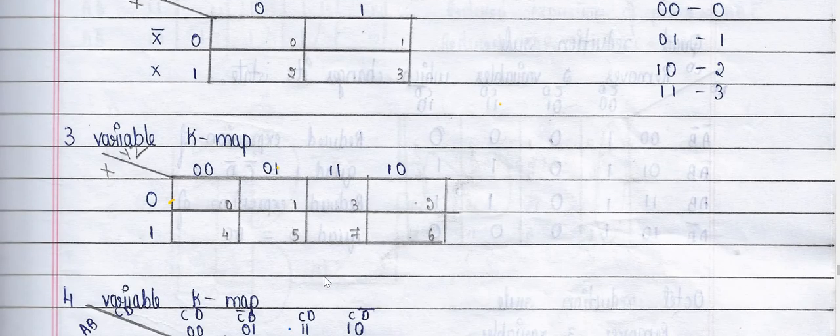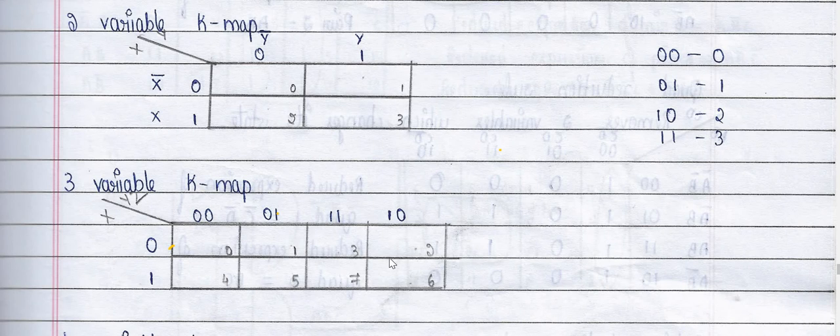Then next, the 3 variable K-Map. How to represent this 3 variable K-Map? In 3 variable, there should be how many variables? 3 variables. One variable below the slanting line, the other 2 variables above the slanting line. First variable is x. Next 2 variables are y and z. X, y, z are the variables we are using in this K-Map.